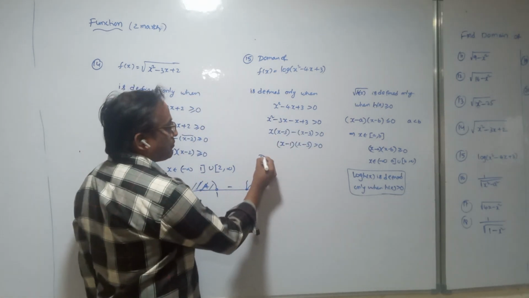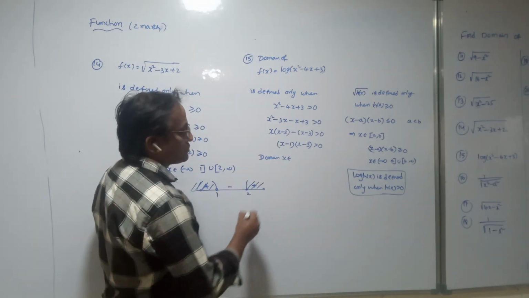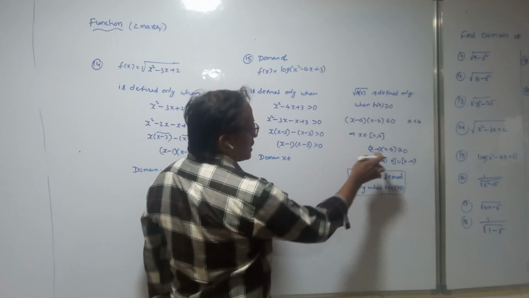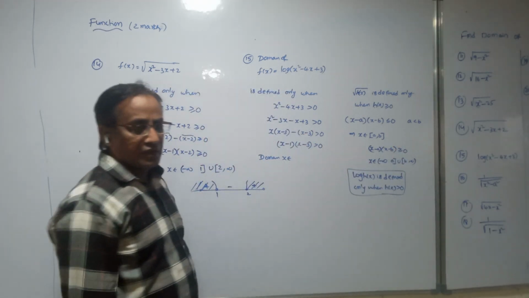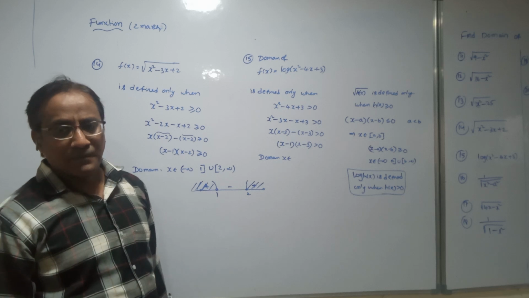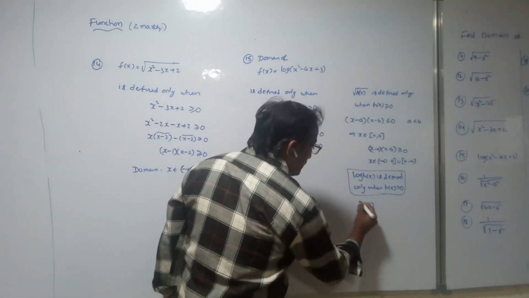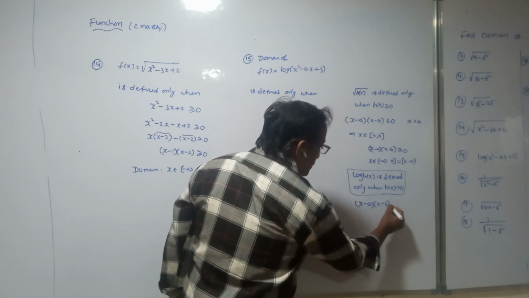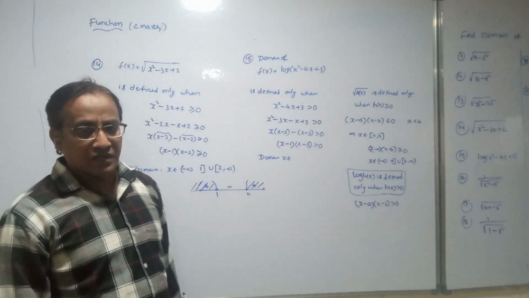Okay. Now the domain, x belongs to. This is the case. But here you have only inequality. There is no equality symbol. In that case, it is in this form: x minus a into x minus b greater than 0. There is no equality here.